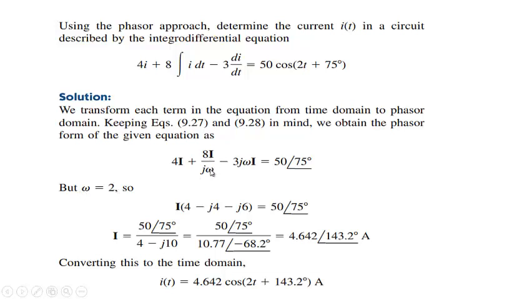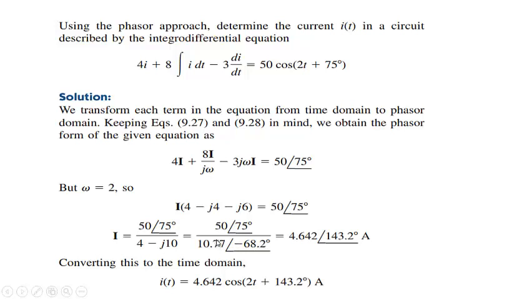That means 8 by j omega is equal to minus j4, because 8 by 2 is 4 and 1 by j is equal to minus j, and this is 3 into 2 will be equal to 6j. That comes out to be this. This will be 4 minus j10. So finally I will be equal to this divided by this whole term, that is 50 divided by 4 minus j10, that is 50 divided by 10.77 at an angle of minus 68.2 degrees.